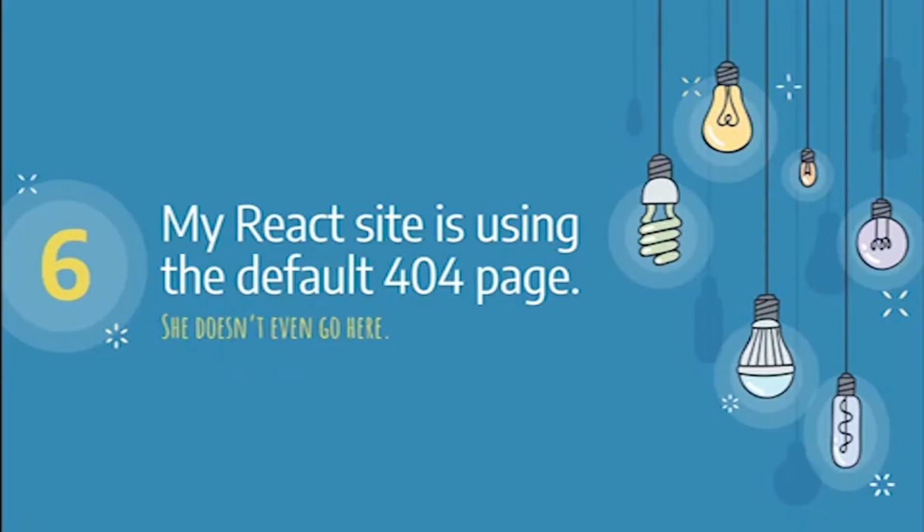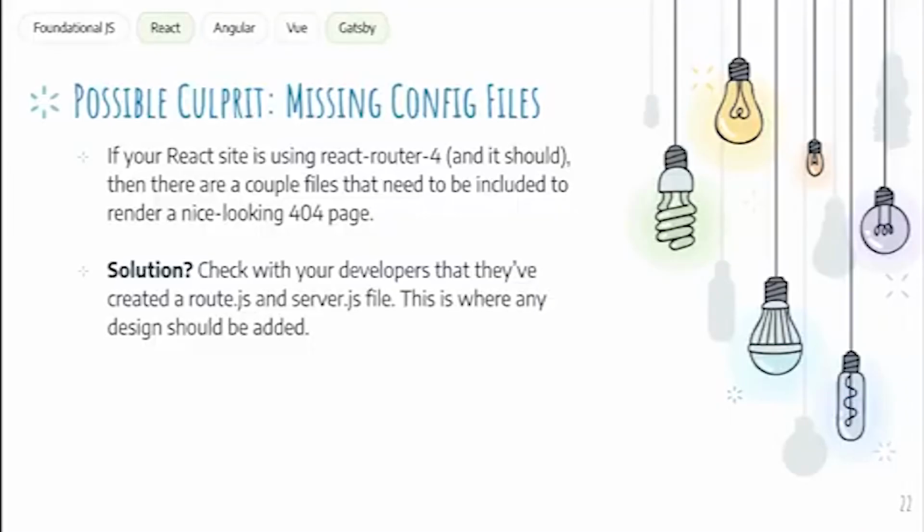So the React site is using a default 404 page. So you're seeing that horribly ugly page. We've all seen it, where it's the red text and a gray box at the top. There's a missing config file in your React app. If you're using React Router 4, which of course we recommended earlier, for creating the URIs and URLs that you want, so that there are specific, very delineated locations for content, you just need to check with your developers that they've created a Route.js and Server.js file, and make sure that there is code in there. And for the design of a 404 page, that's where it needs to go.